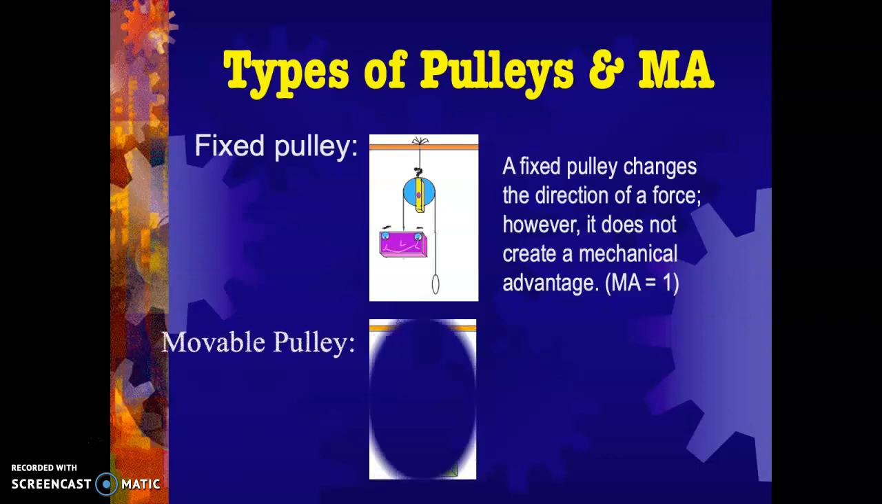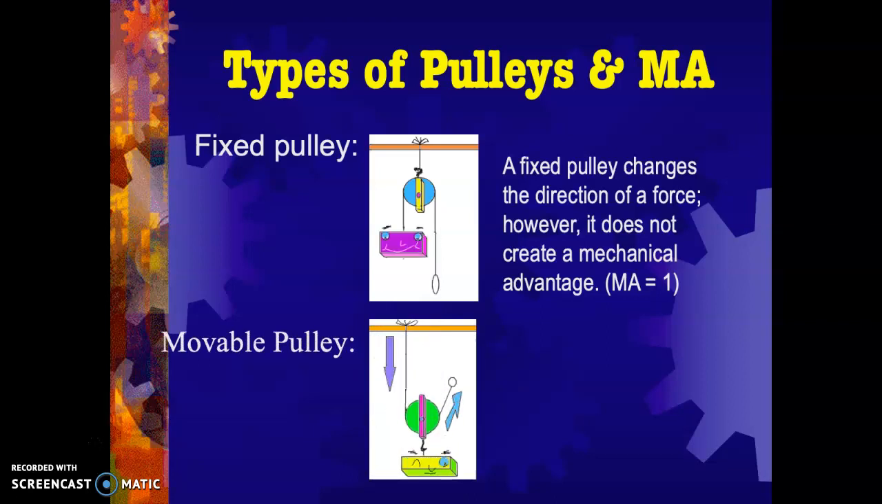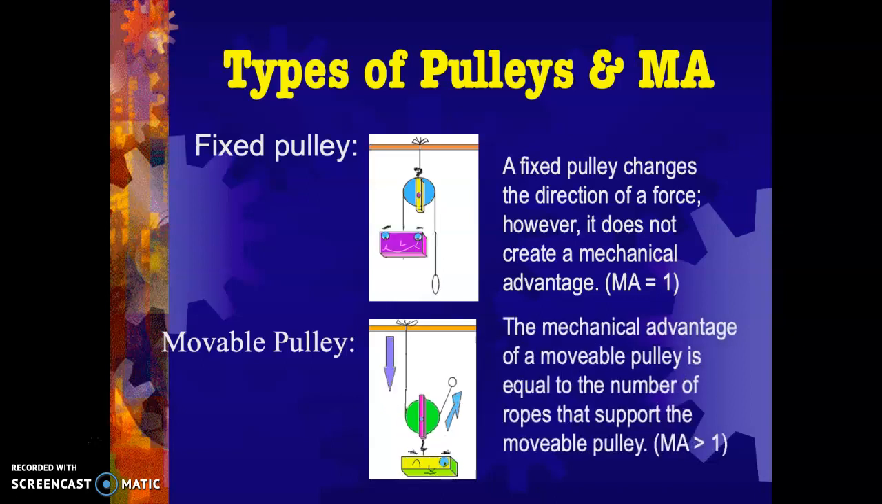The second type we have is what is called a movable pulley. As you can see here, when the rope is pulled, the pulley rises along with the object. Okay, so the pulley or the wheel and axle is movable.